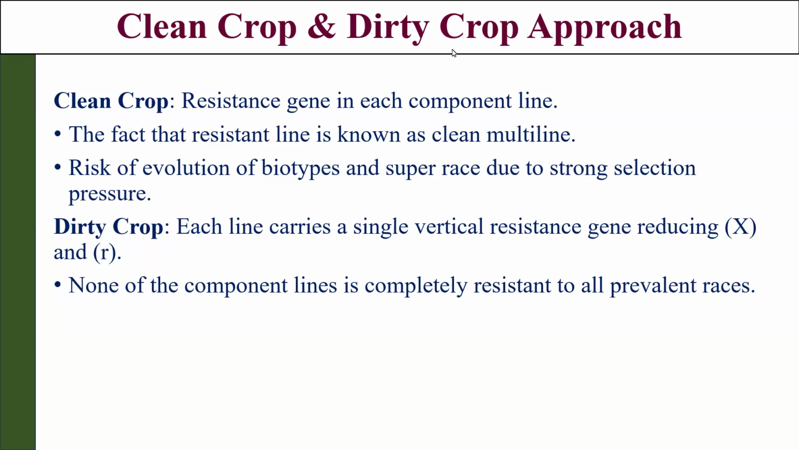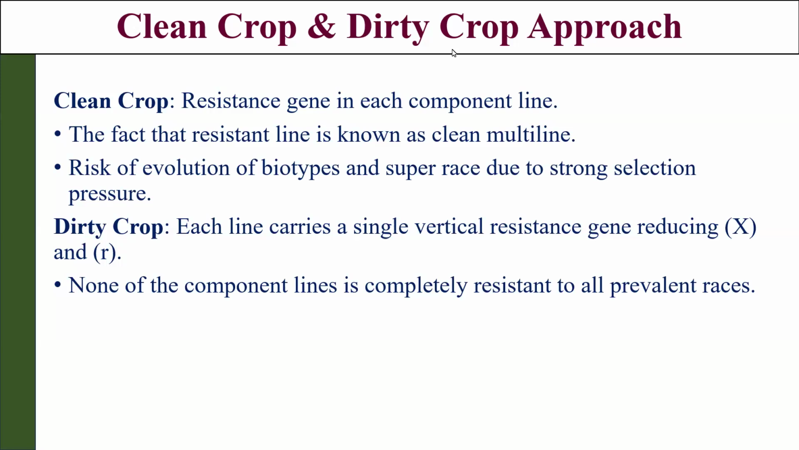The other approach is the dirty crop approach. If you don't keep all the eggs in a single basket, like they say, you can't keep all the eggs in a single basket. The same approach is followed here: every line has some resistant genes, some vertical resistant genes, but not all. But when you take the sum total of all the lines, it has all the resistant genes for the races present in a particular area, but not in a single component.